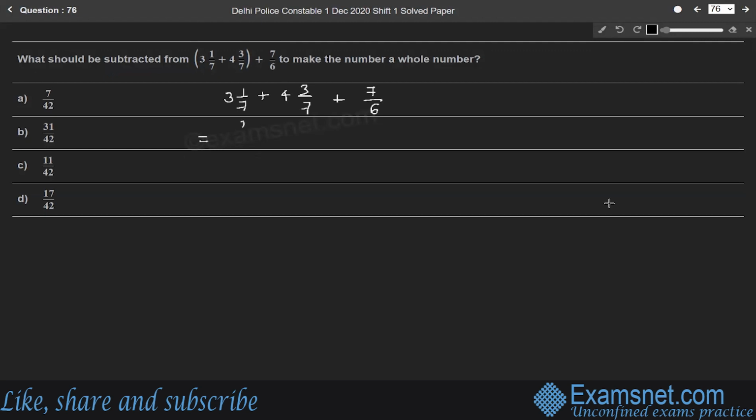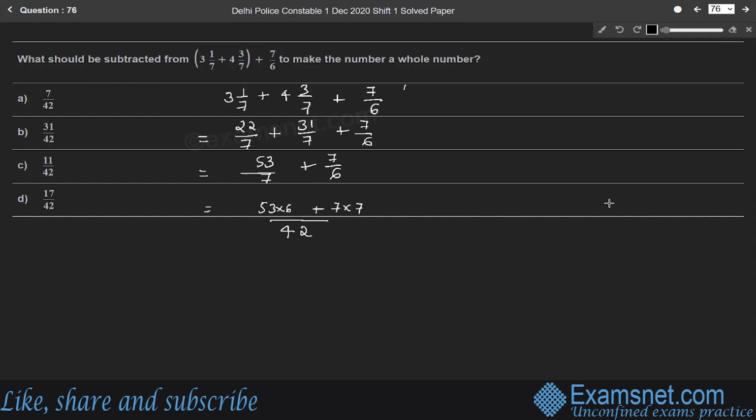So which is 22/7 plus 31/7 plus 7/6. Solve the first two parts; 7 is the LCM. 22 plus 31 is 53, so 53/7 plus 7/6. After simplification, 42 is the LCM. So 53 into 6 plus 7 into 7.